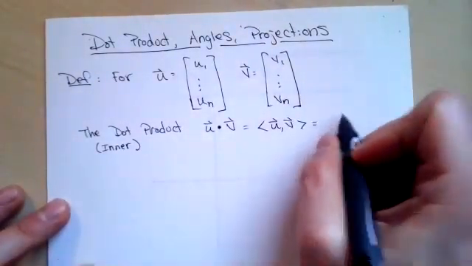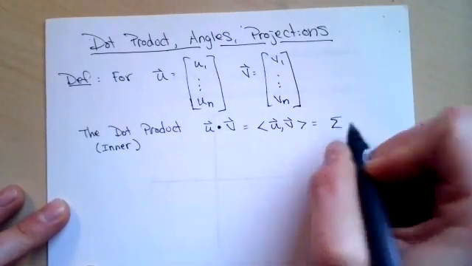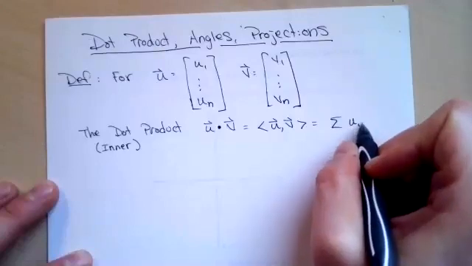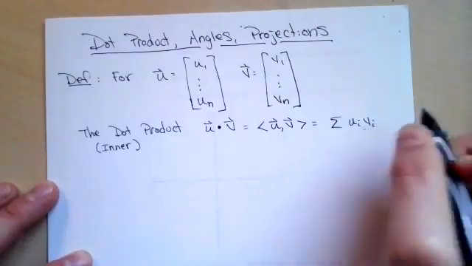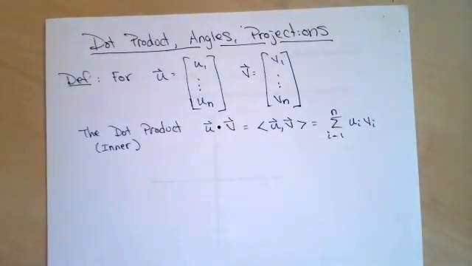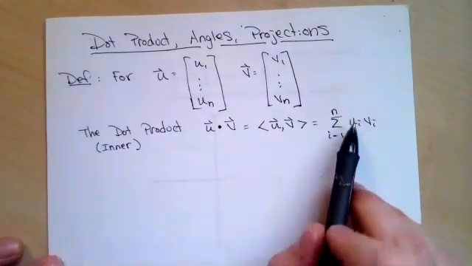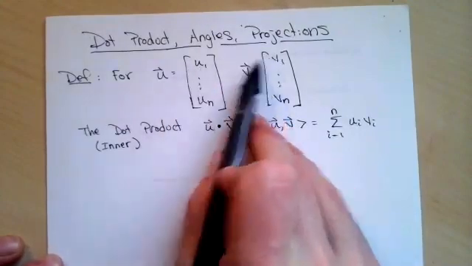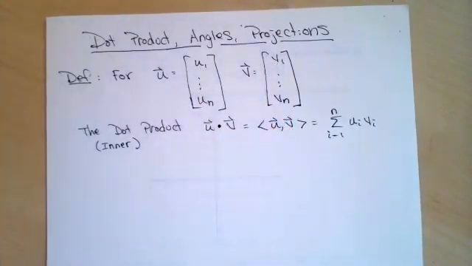And what is it given by? If you've had Calc 3, the formula is essentially the same. We just need to expand it into n dimensions. Namely, what are we doing? We are taking the product of corresponding positions, corresponding indices, and then adding those all up.